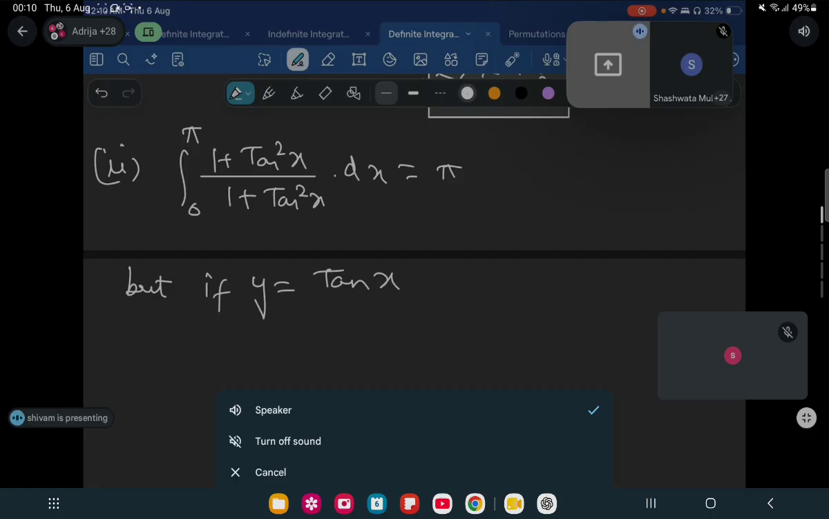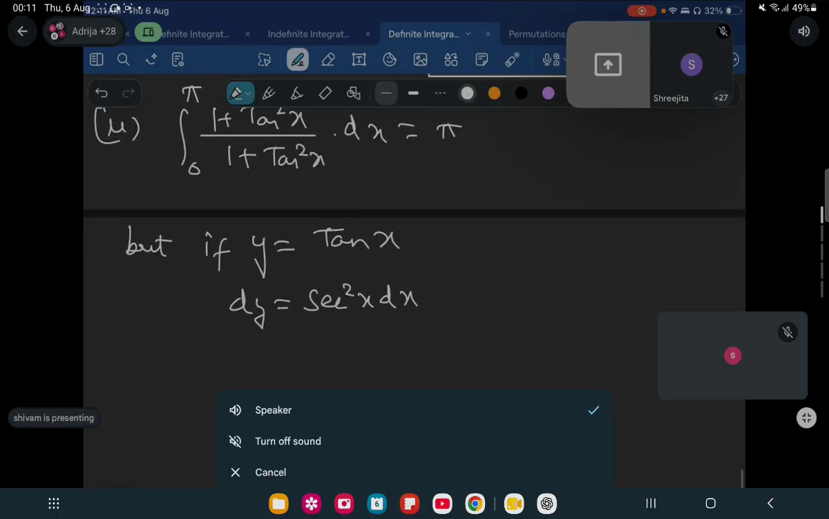Okay, wait. Pay attention. This is bijective, right? Yes, it is bijective. It is discontinuous, but it is bijective, cutting the graph once only. Exactly. dy is equal to sec square x dx. Okay, everyone pay attention. So what do we get?